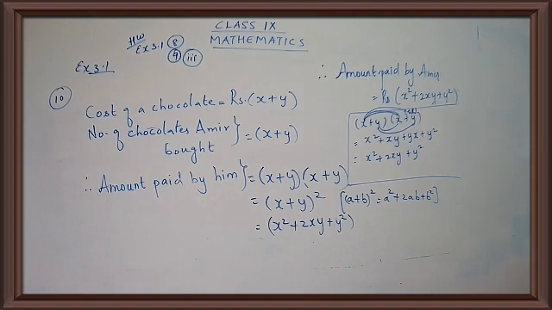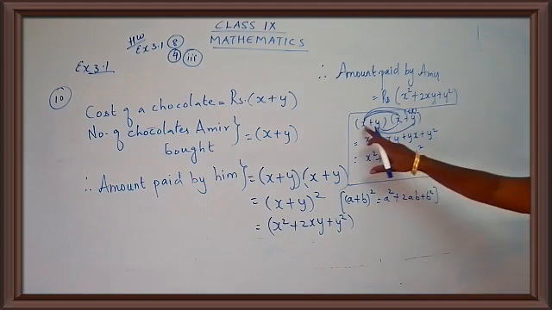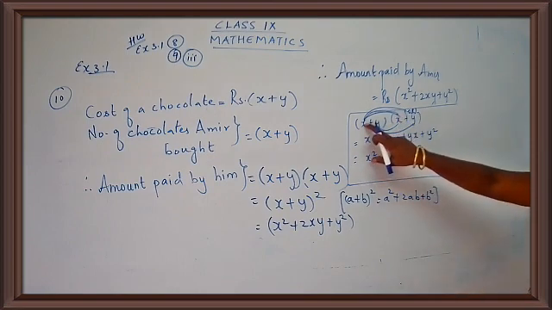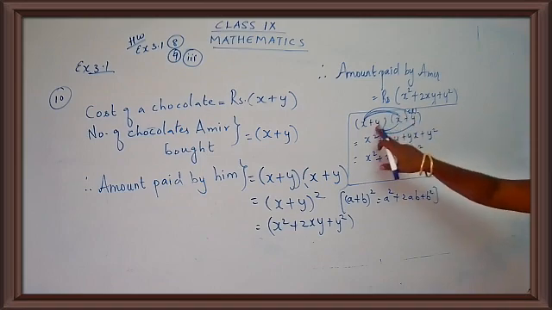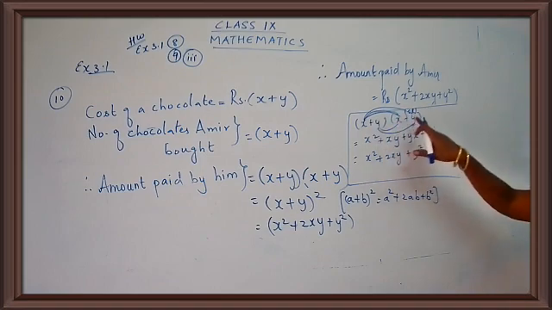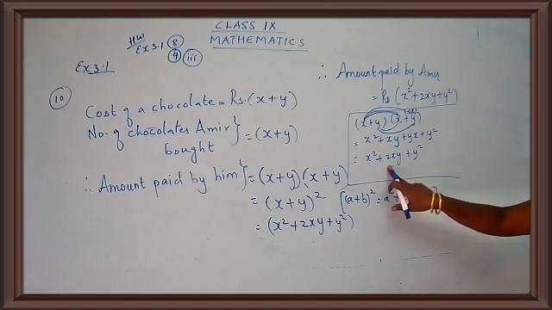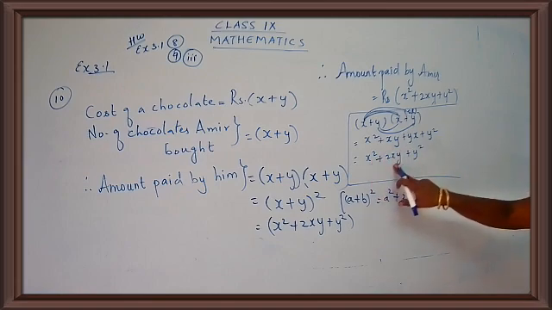So x plus y into x plus y can be done as x into x is x square, x into y is xy, y into x is yx, and y into y is y square. So what is the answer we get here? X square plus 2xy plus y square.